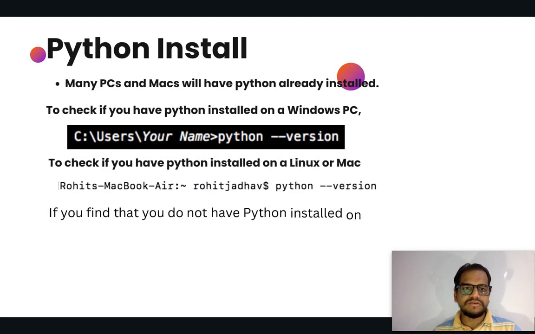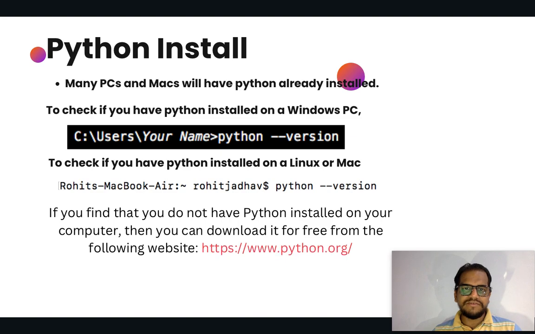Python installation. Many PCs and Macs will have Python already installed. To check if you have Python installed on your Windows PC, please use the python version command. Okay, this is the way you can see the Python version. Next, to check if you have Python installed on Linux or Mac, use the python version command again in the terminal. It will look like this.